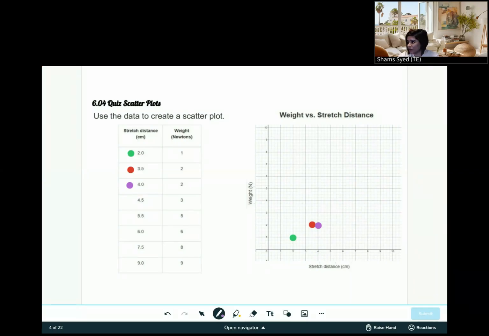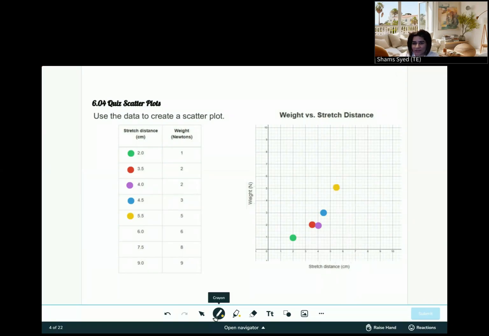Link to the Nearpod is here. If you want to practice along, it is going to be great. Let's move on. Stretch distance is 4.5, between 4 and 5. How much do I go up? I go up to 3. Keep doing that, and we're going to mark all of the dots. Stretch distance is 5.5, between 5 and 6. I go up how much? I go up 5.